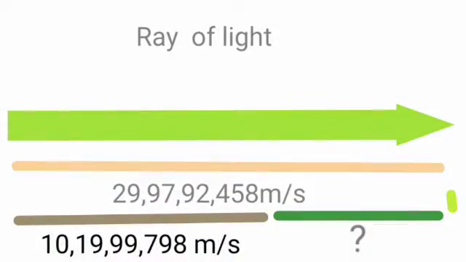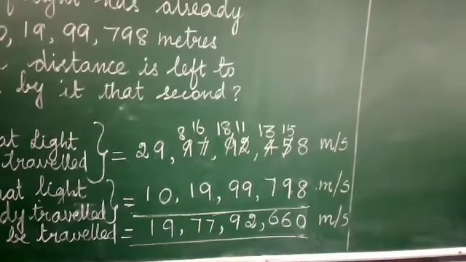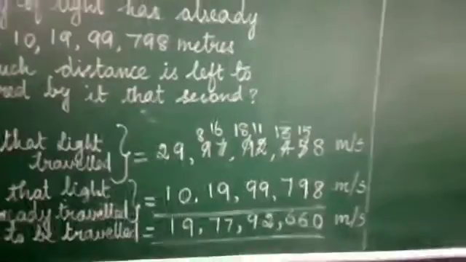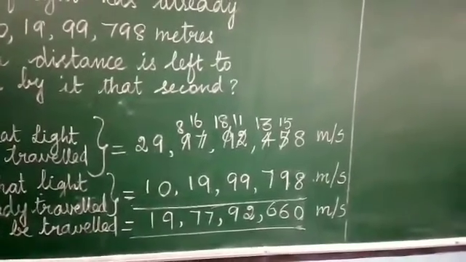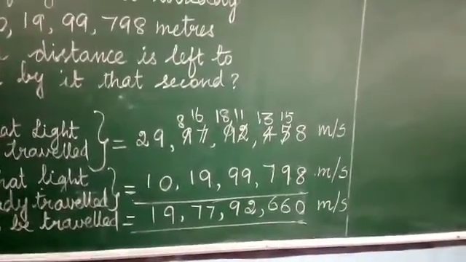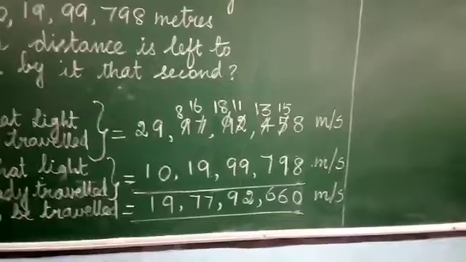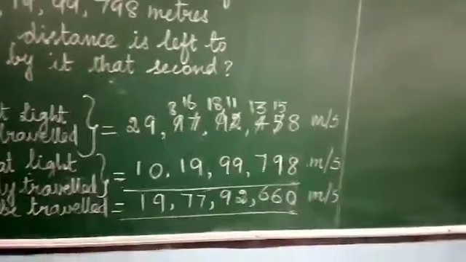Ray of light, the total distance is given as 29 crore 97 lakh 92,458 meter per second. Already travelled is given 10 crore 19 lakh 99,798 meter per second. Then how do you find out the remaining distance? For that we are going to subtract the already travelled distance from the total distance. They ask, what is the left distance it has to be covered? That is the question. So from the total distance I am going to subtract the distance already travelled. When I subtract, we get the left distance it has to travel. Okay, so this is a subtraction.